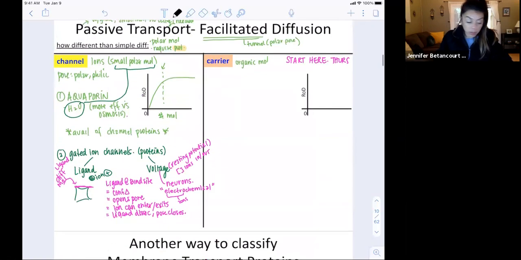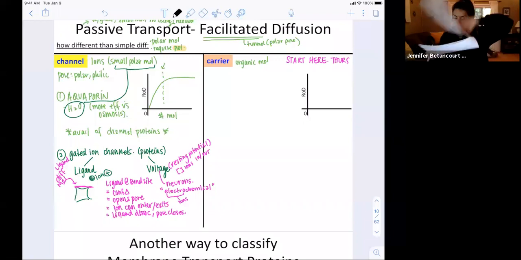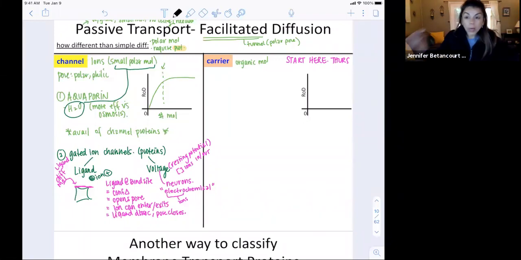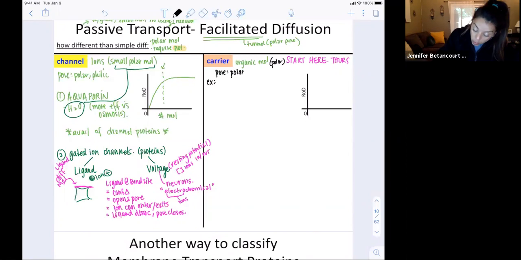So let's go ahead and talk about these carrier proteins. Same idea, but slightly different. They transport larger molecules. So in carrier proteins, give me 1 second. Okay, the pore is also polar, so these are organic polar molecules. The pore is also polar, because if it wasn't, then those nonpolar molecules don't need a carrier protein. Okay, so some examples of the types of molecules that can be transported are sugars, usually monosaccharides.